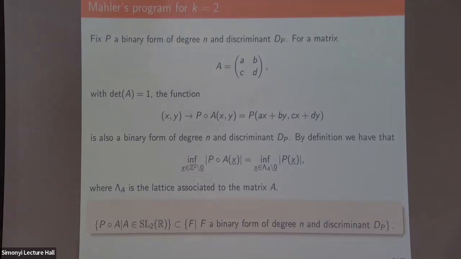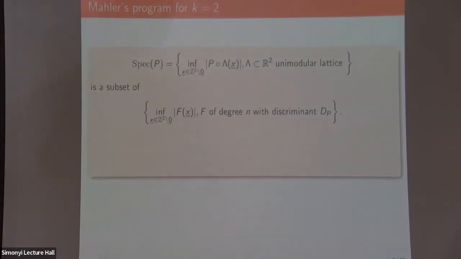And this SL2 orbit is a subset of all binary forms of the same discriminant and the same degree. So what we have is that the spectrum, which is a set we want to understand, is a subset of all the infima of the polynomials of the same discriminant and degree. This is a much bigger set. This is essentially the union of all the spectra.